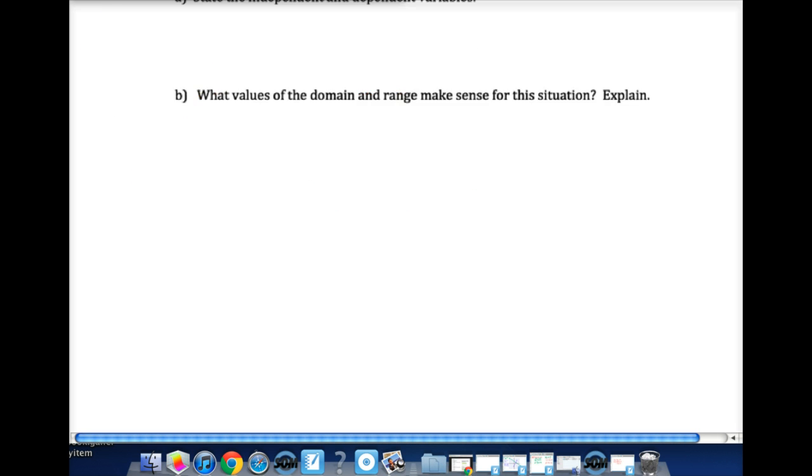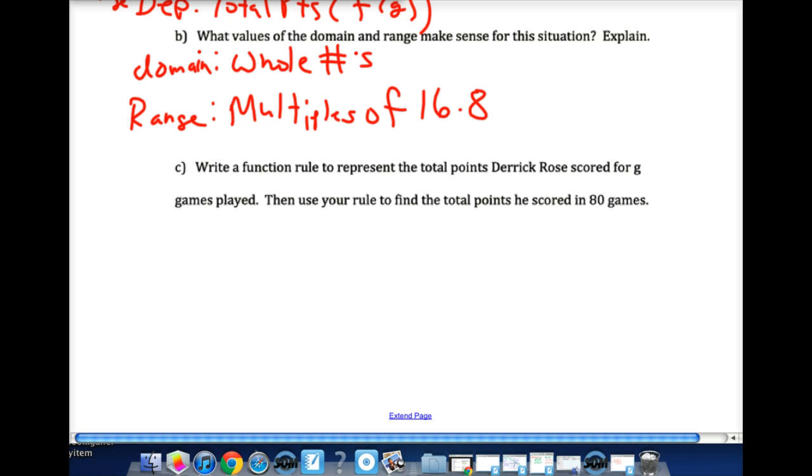This is totally going to make sense now. All right, our three things that are important are f of g, g, and 16.8. Jot those three things down on the left, or just look up at the board. F of g stands for his total points. G stands for his total games. 16.8 stands for his average per game.